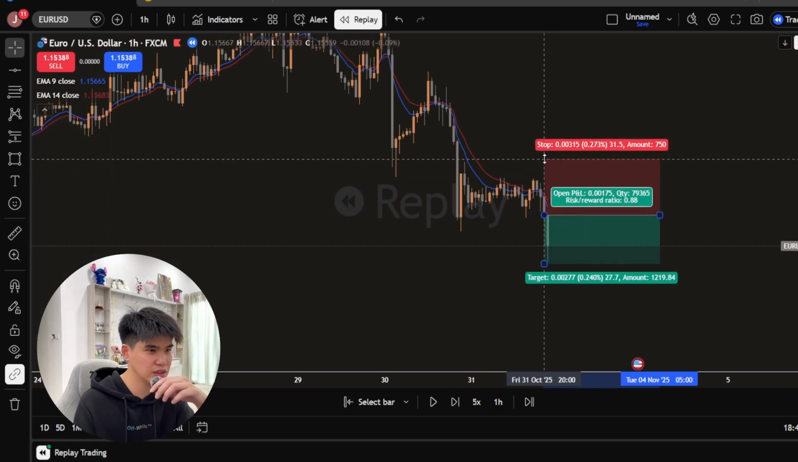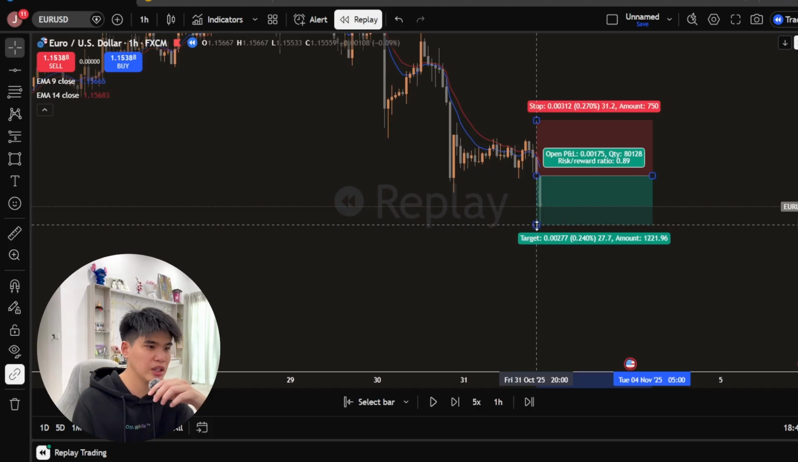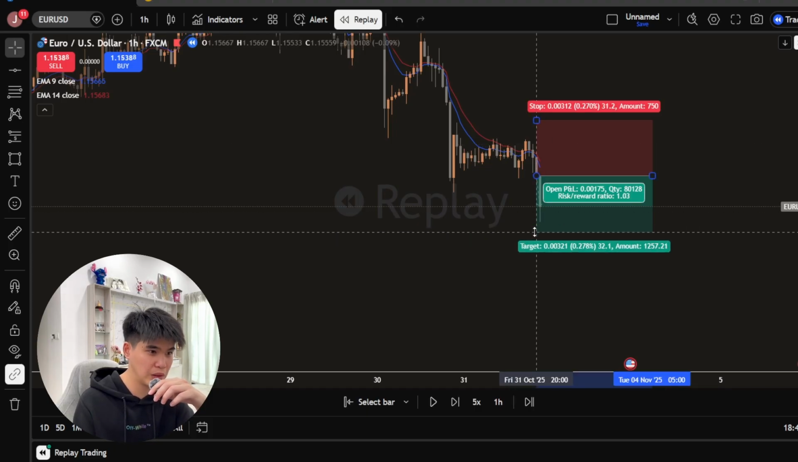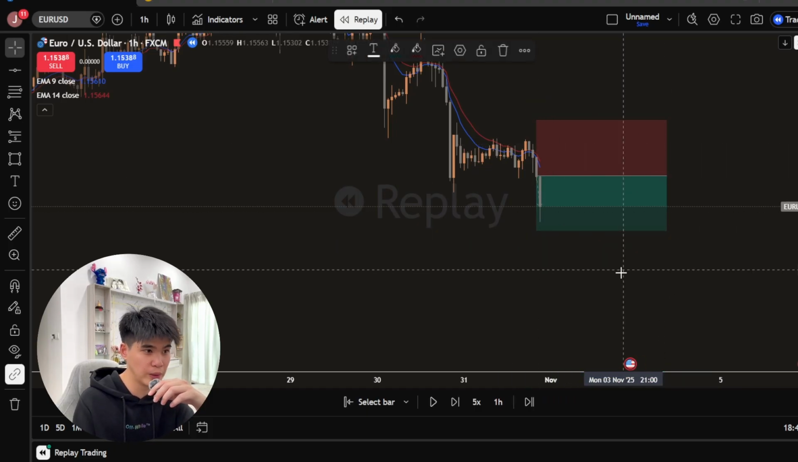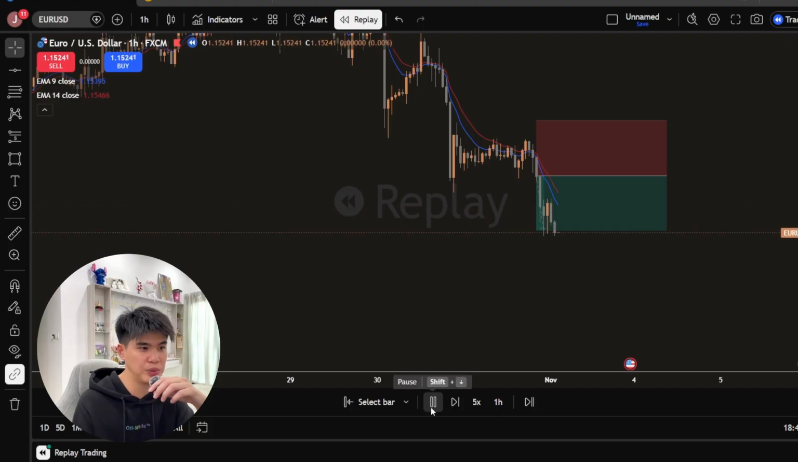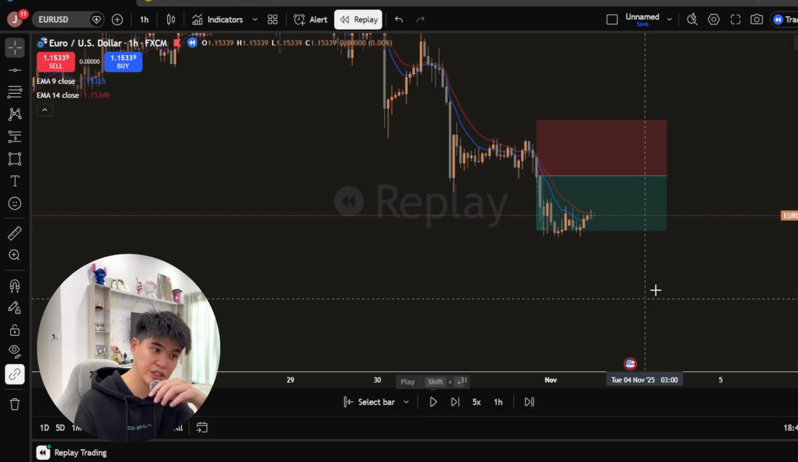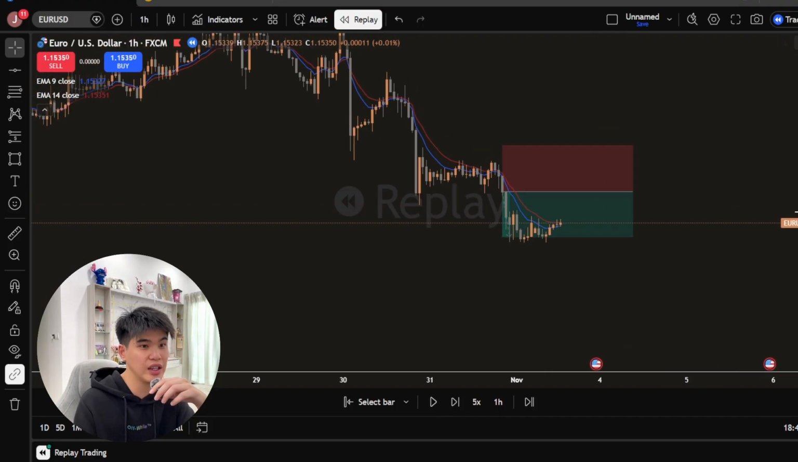Place my stop loss slightly above, about 30 pips. And I also place my take profit about 30 pips as well. Make it a 1-to-1. All right. So I think this would be a take profit. Congratulations. We got our first take profit in this setup.